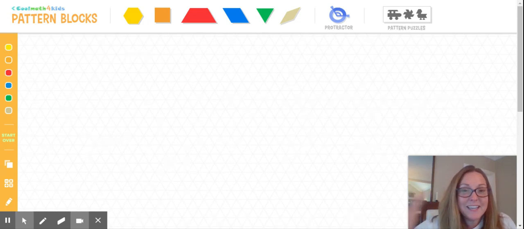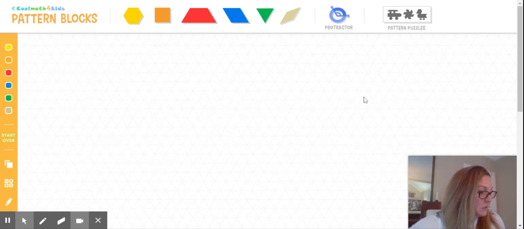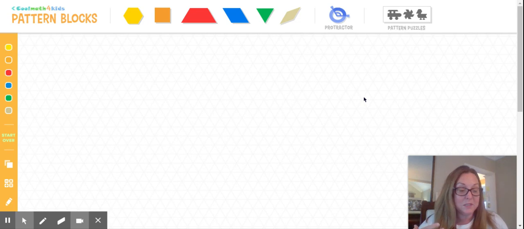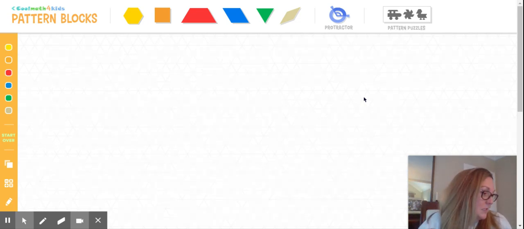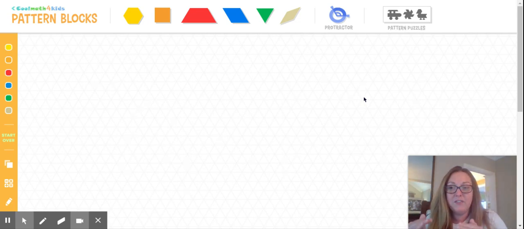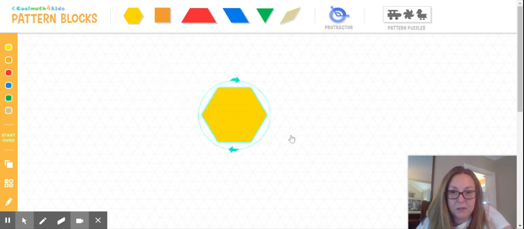Now, the reason that I wanted to show you my screen in Screencastify is because we are going to use pattern blocks today to create some composite shapes, just like we did yesterday with tangrams. And we're going to see if we have halves or maybe even some other fractions. So the first pattern block I want you to see me explore today is this hexagon. So I'm going to get this yellow hexagon and put it right here in the middle.